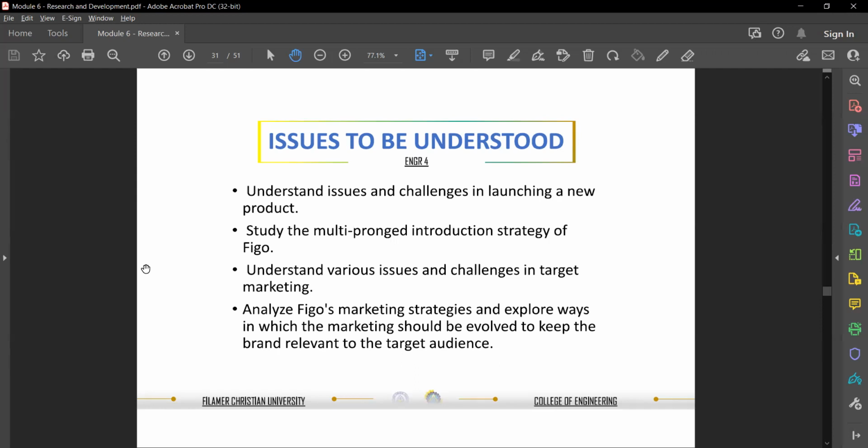So kailangan ba nilang bawasan yung presyo or depende? Diba? So, based sa research nila, namamahalan ba yung mga Indian doon? Or may gusto ba silang feature na wala sa kakompetensyang sasakyan? Yan.